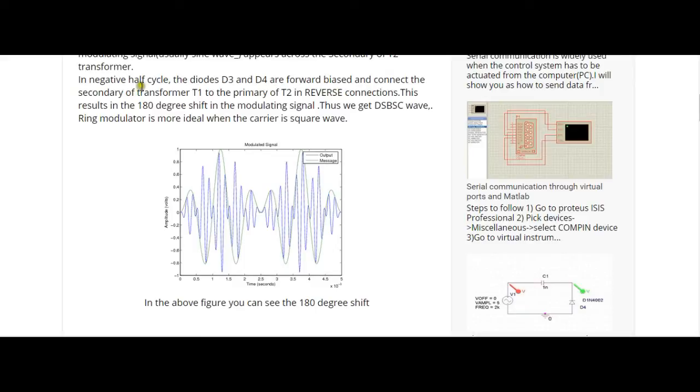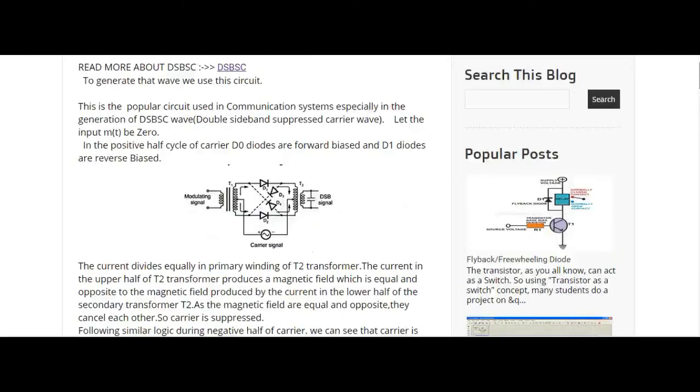I have written here: in the negative half cycle, diodes are forward biased and connect the secondary of the transformer T1 to the primary of T2 in reverse connection. This results in the 180 degree shift. So this is the 180 degree shift which we are talking about. Okay, so that's how it works. You can read more about the ring modulator on my website here.